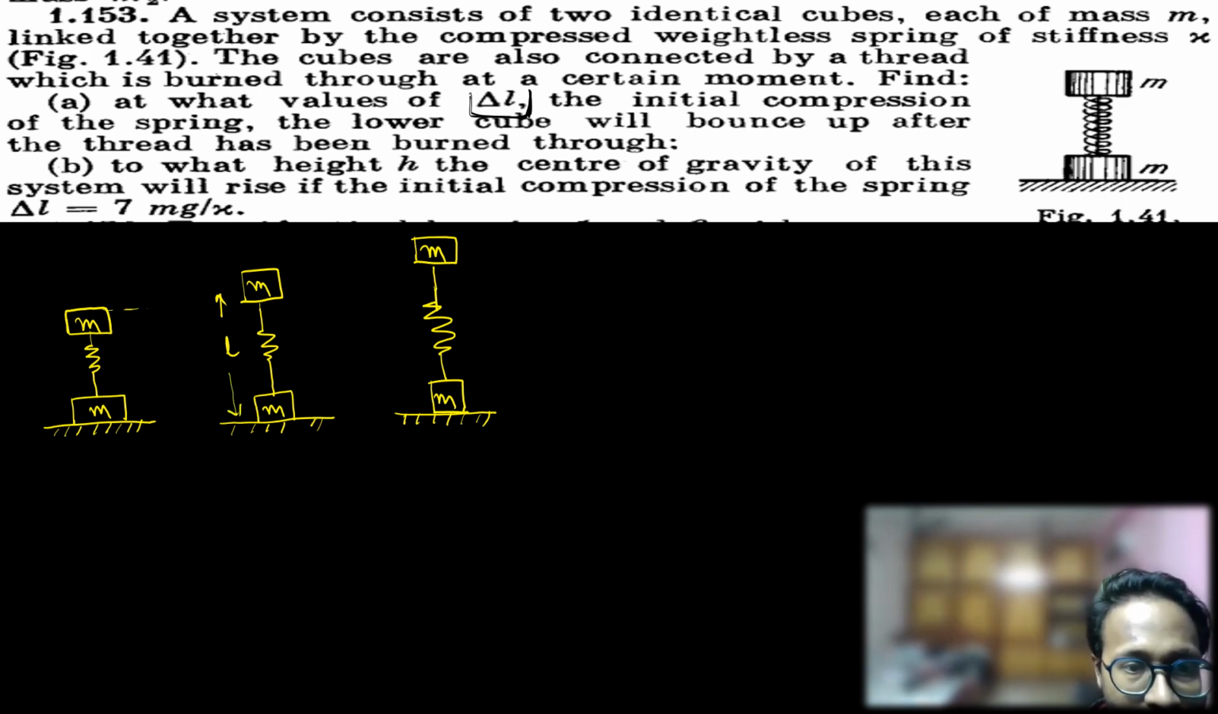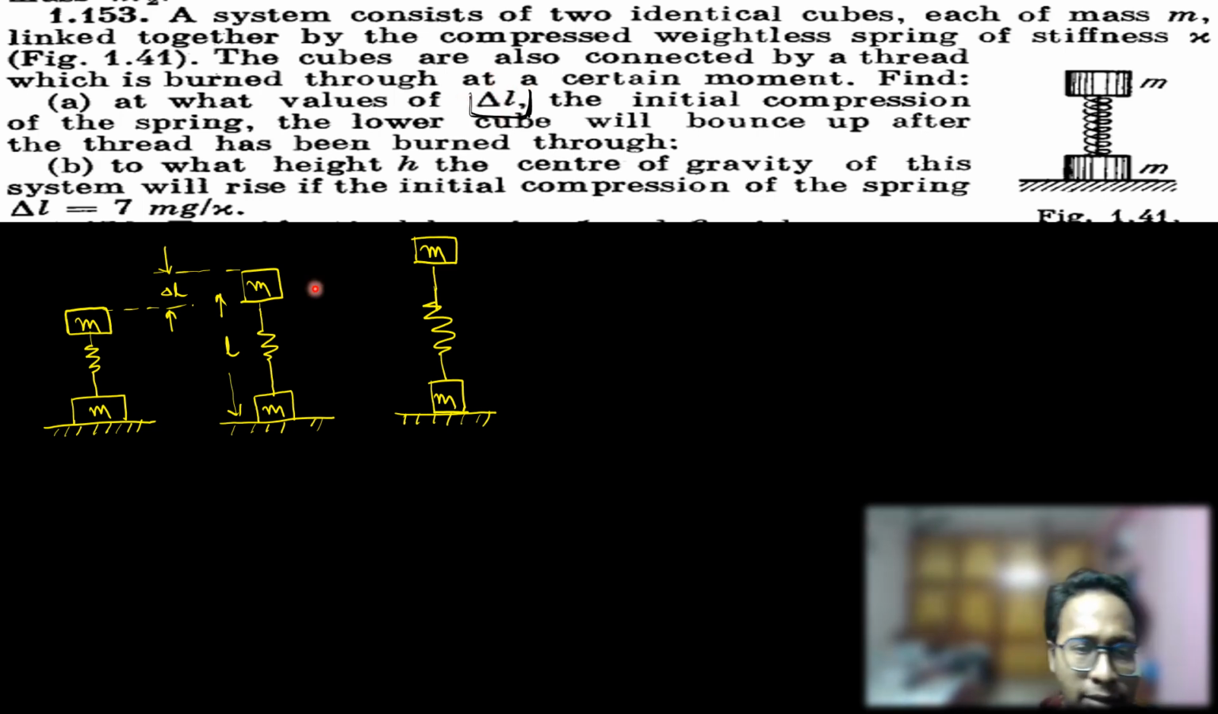The distance by which the spring was initially compressed is nothing but delta L. It will go up, and after a certain time it will stop, because the velocity will be exhausted by the spring doing work. So at maximum height, or maximum elongation, let's say it elongated by distance x.